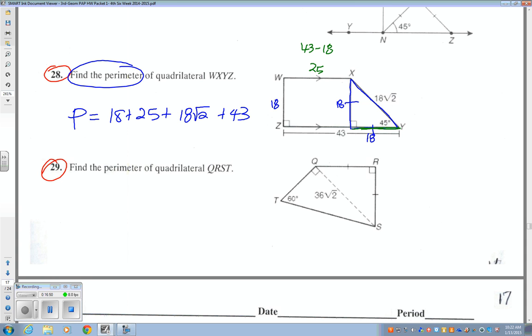Andy? Yep, 86, good, plus 18 radical 2. That is the answer. You cannot add the 86 and the 18 root 2. They are not like terms.